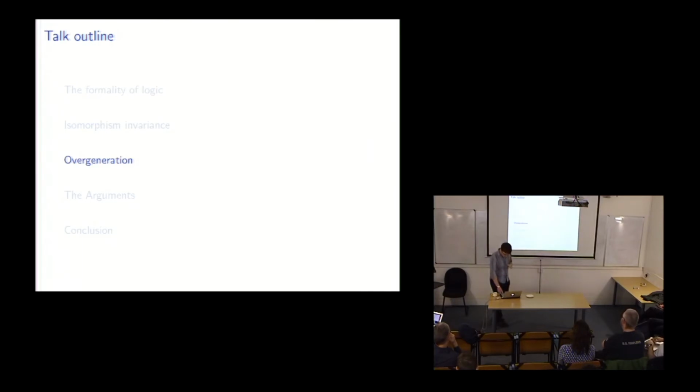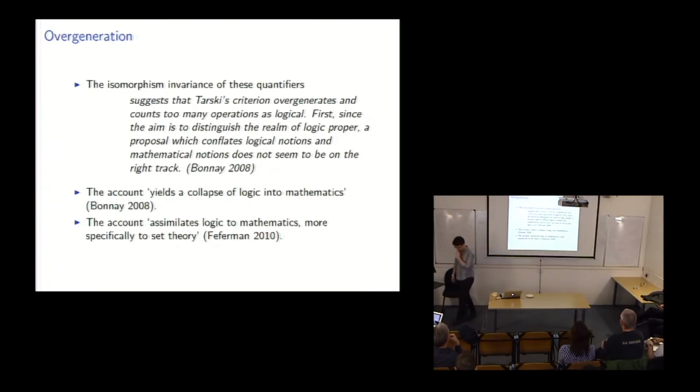So now let's get this worry, this overgeneration worry, slightly more precise in order to make our response. There are a lot of people that have criticised this account of the logical constants for overgeneration reasons. The two main ones I'm going to look at are Feferman and Bonnay. And here's what they say about this. Bonnay says that this treatment of the quantifiers suggests that Tarski's criterion overgenerates and counts too many operations as logical. First, since the aim is to distinguish the realm of logic proper, a proposal which conflates logical notions and mathematical notions does not seem to be on the right track. He writes that the account yields a collapse of logic into mathematics.